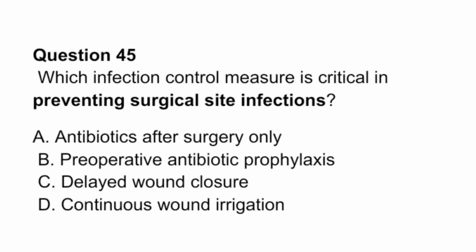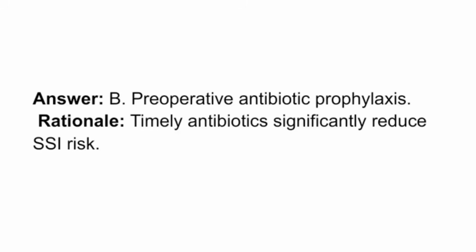Question 45. Which infection control measure is critical in preventing surgical site infections? A. Antibiotics after surgery only. B. Preoperative antibiotic prophylaxis. C. Delayed wound closure. D. Continuous wound irrigation. Answer. B. Preoperative antibiotic prophylaxis. Rationale. Timely antibiotics significantly reduce SSI risk.